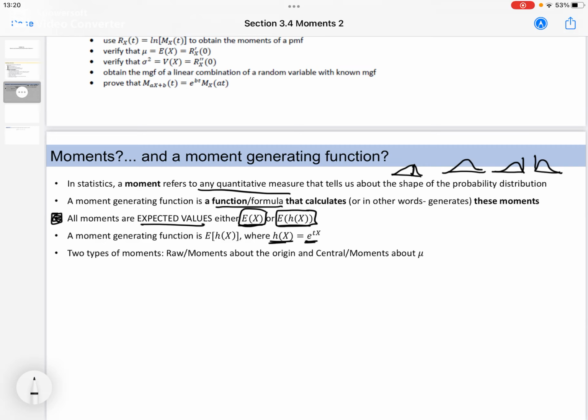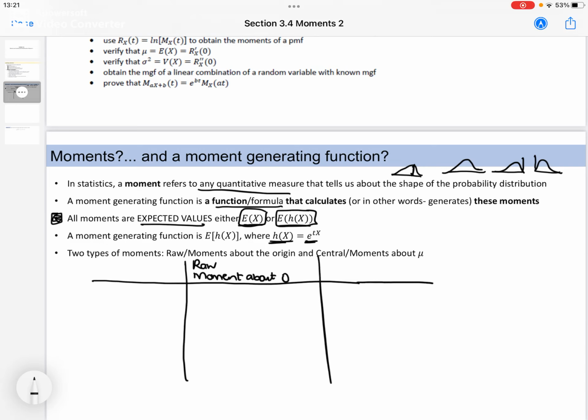Now, there are two types of moments. So we have raw moments, or moments about the origin or zero, as well as central moments about mu. Right, so I'm just going to do a table here just to show the difference between raw moments, or moments about zero, as well as central moments about mu.